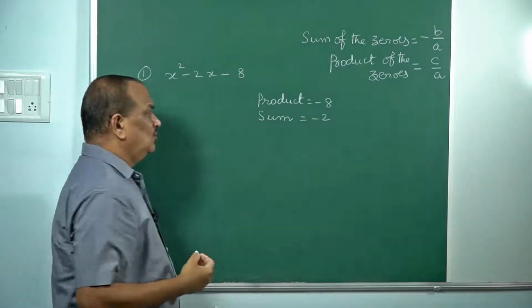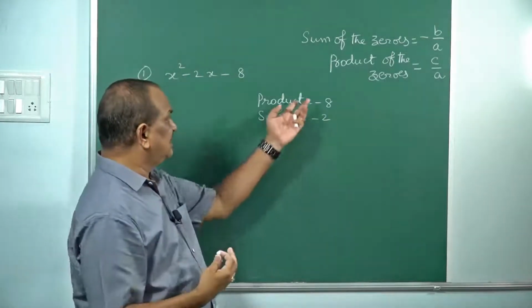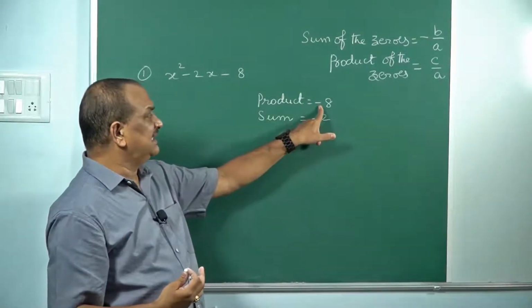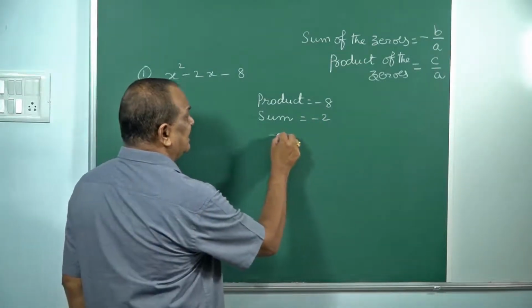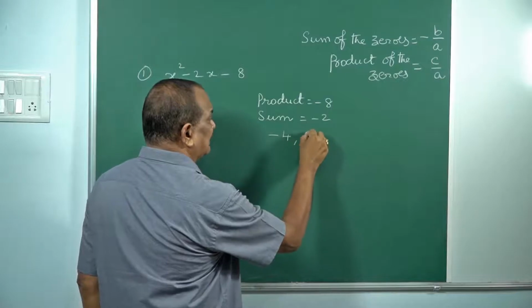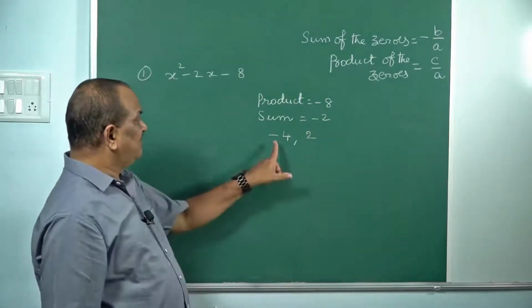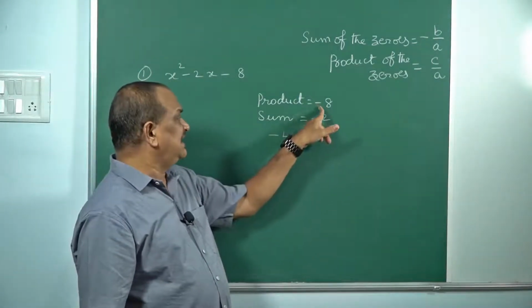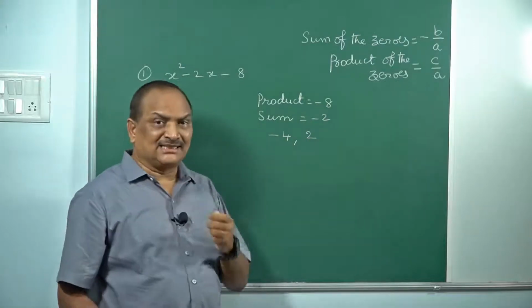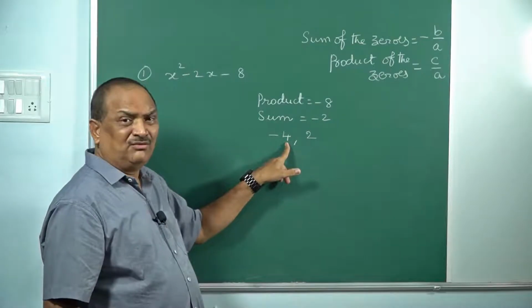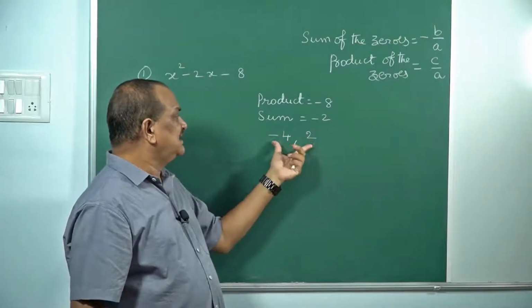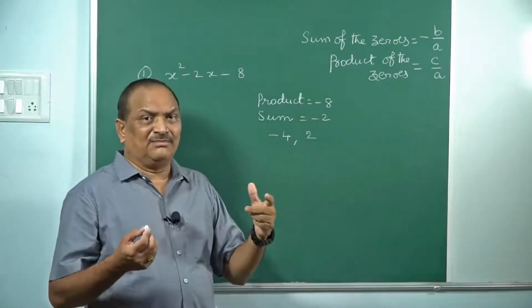So I have to find out two numbers, of course, in such a way that if I multiply, I must get this, and if I add, I must get this. So easily I can say minus 4 and plus 2. Because if I multiply these two, I get minus 8, and for minus 4 and plus 2, the sum, the result is minus 2. Okay, 4 I need to give, and I have only 2. So I need to give 2 more, minus 2.